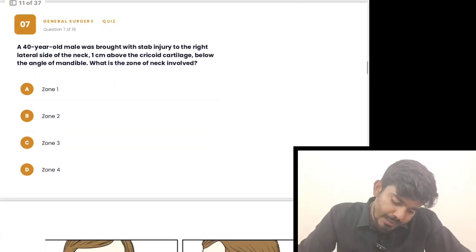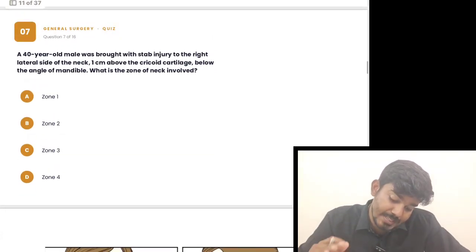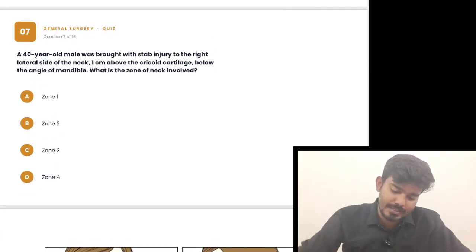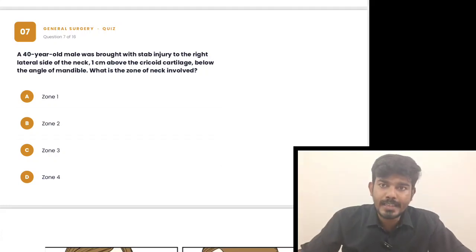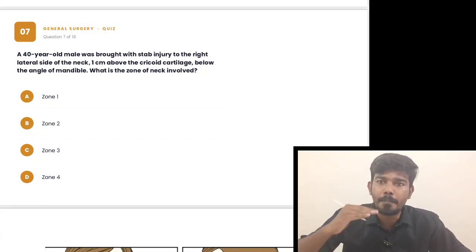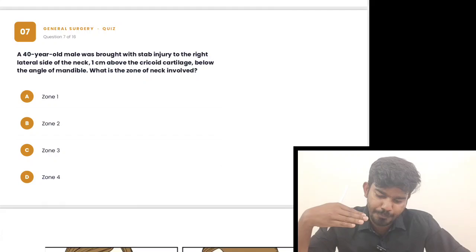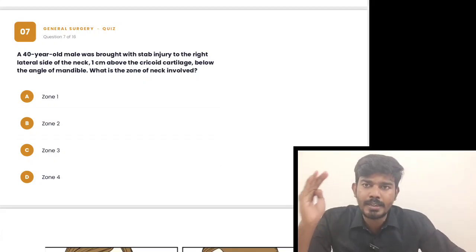Then a 40-year-old male was brought with a stab injury to the right lateral side of the neck, 1 centimeter above the cricoid cartilage, but below the angle of mandible. What is the zone of the neck involved?